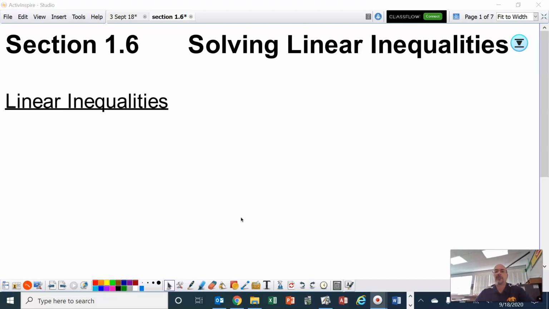Let's look at section 1.6, solve linear inequalities. Before we get into actually solving them, let's review a few things. All right, let's review our inequalities.